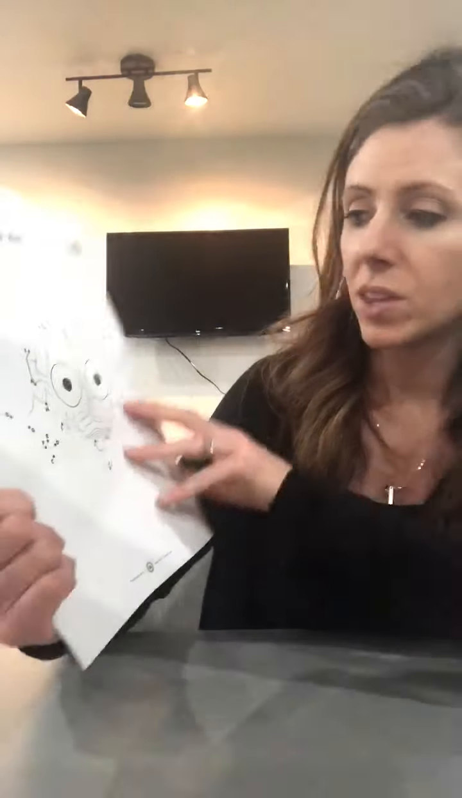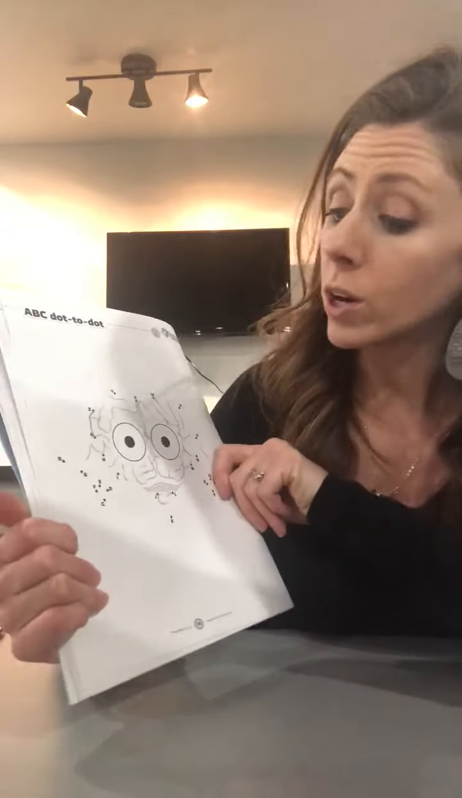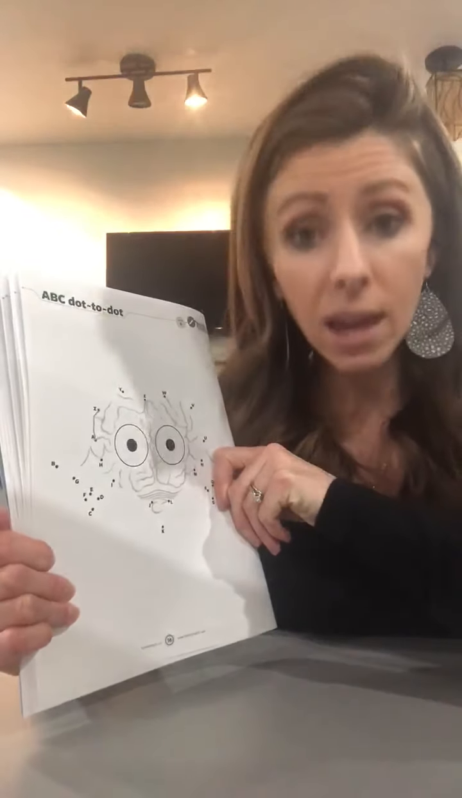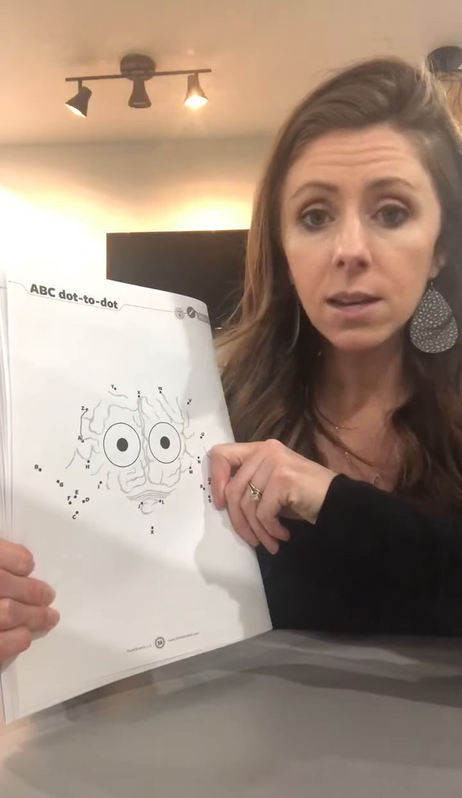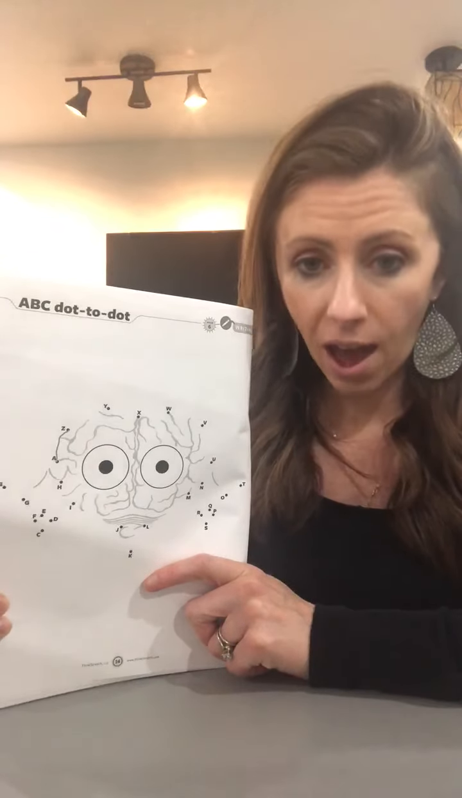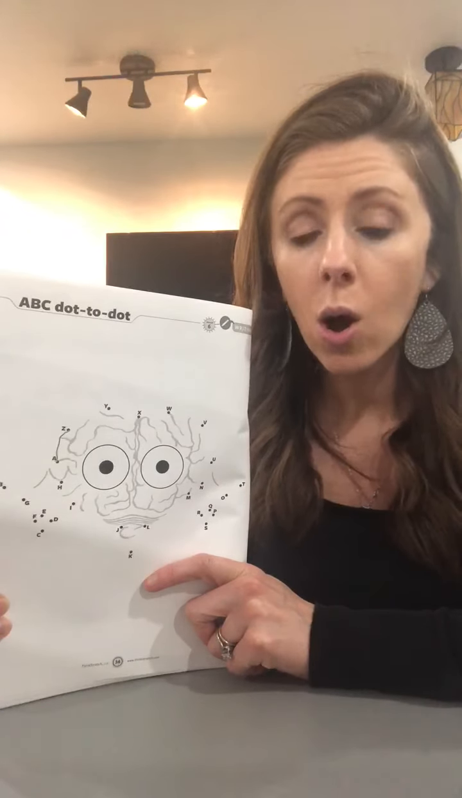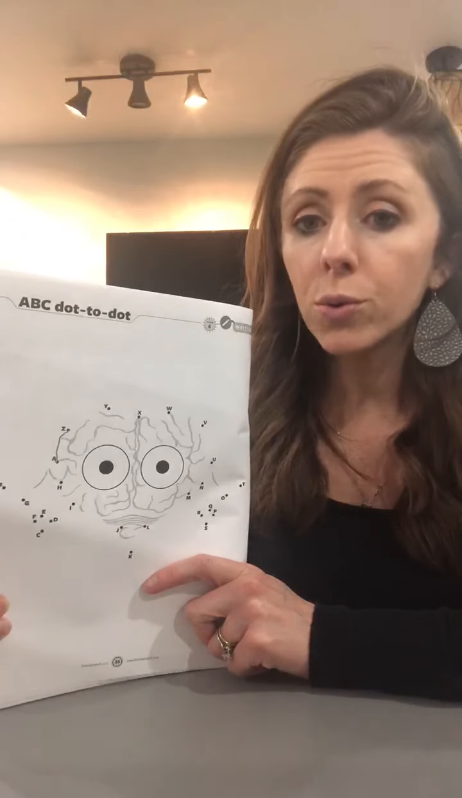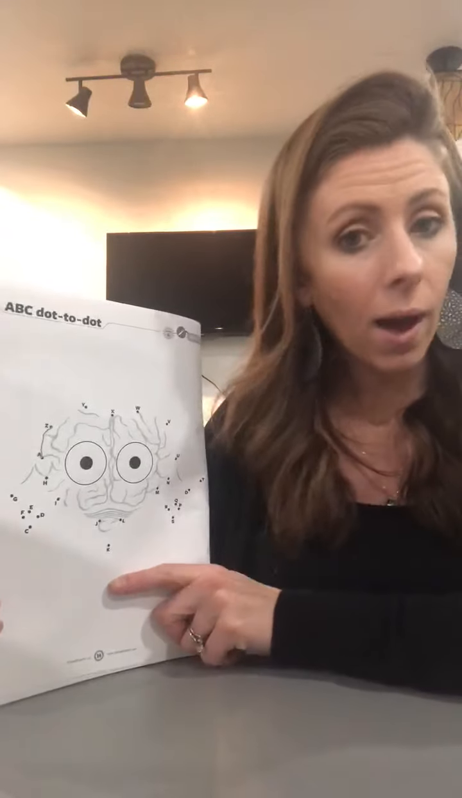On the next day, you're going to do an A, B, C, dot to dot. This is fun. You start with A and you go all the way to Z. Now, in order to not miss any letters, let's practice saying our alphabet, not singing it. A, B, C, D, E, F, G, H, I, J, K, L, M, N, O, P, Q, R, S, T, U, V, W, X, Y, and Z.